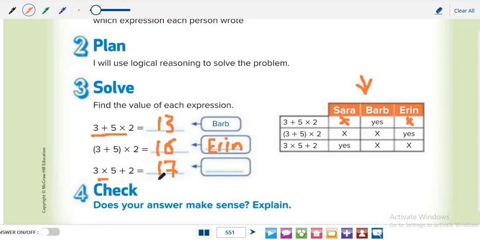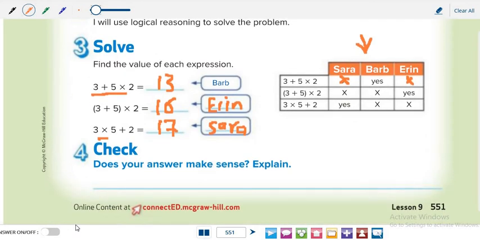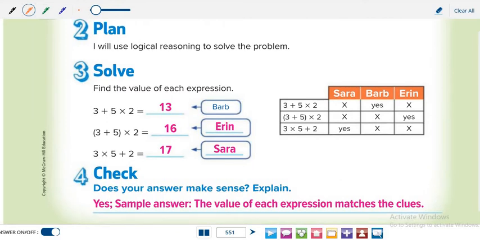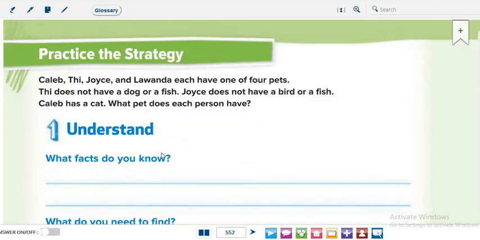And for sure, the last expression is for Sarah, since this is the last expression and this is the last friend. Now we can check our answer by comparing the values of the expressions with the clues in the table. Since the value of each expression matches the clues, our answer makes sense. Now, please grade 3, be sure to write the correct answer in your book, page number 551. Now, let's solve the second example.